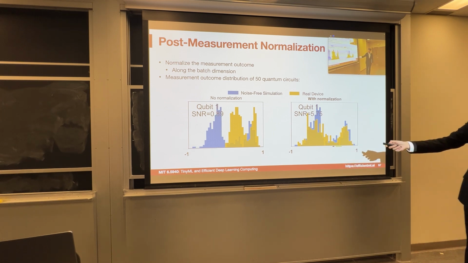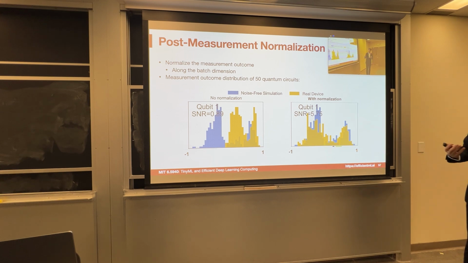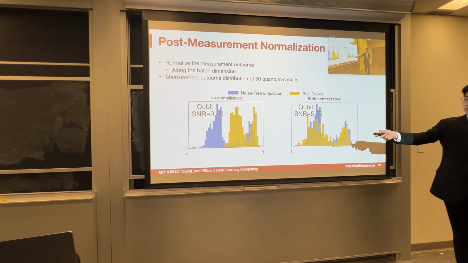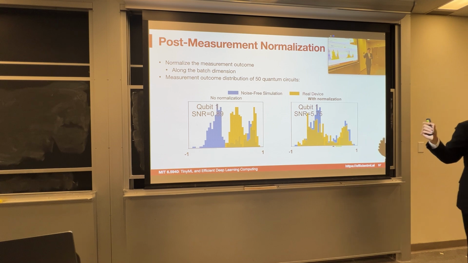And if we do the normalization on both the noise-free version and the real device version, we can see a match between the distribution of the yellow and the distribution of blue. That means we can drastically increase the SNR from just 0.8 to over 5. We have some theoretical proof here. The basic idea is that we can remove some of the coherent error impact on the measurement process, so that we can drastically reduce the noise impact.